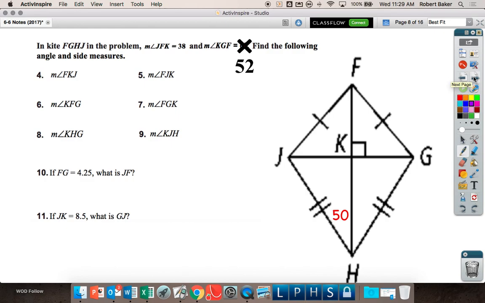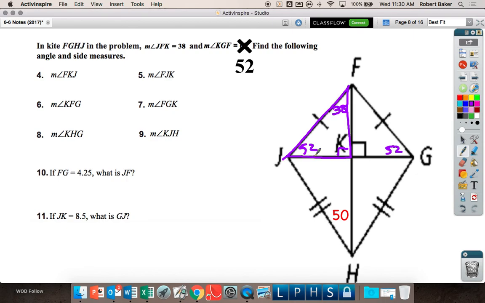So let's explore this. All right, here is a kite. It says that JFK is 38 degrees. And that KGF is 52 degrees. Now just think about this in its most basic format. Do you know how to find angles inside of a triangle? Yes. That's the part that's going to save your life. How big is this angle? 90 degrees. So 90 plus 38 plus something equals 180. 52.